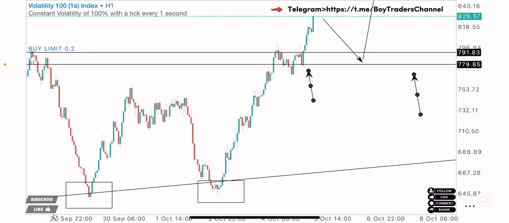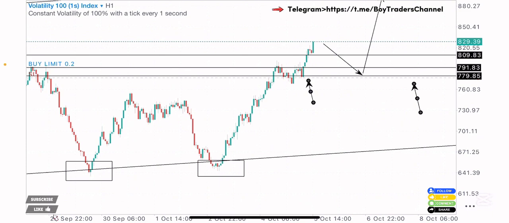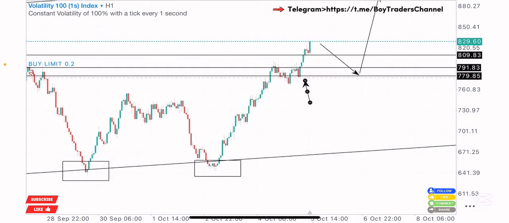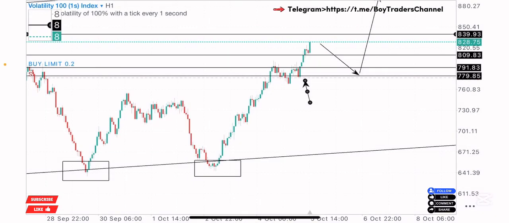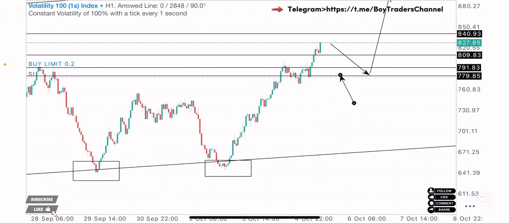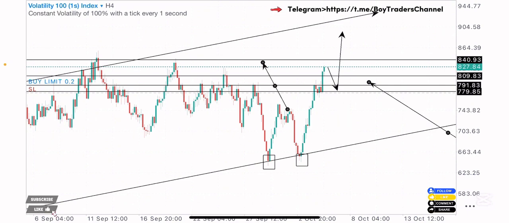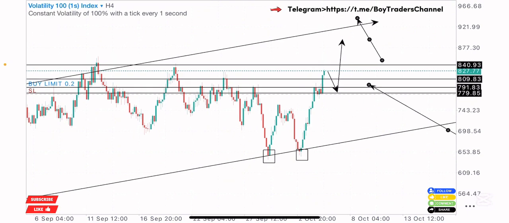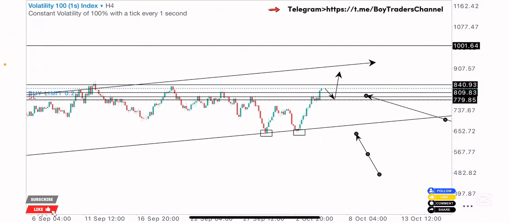My first TP on this trade should be at the level of 809. The second target point should be somewhere here, the level of 840.93, for a day trading opportunity. And for a swing target point, you guys can still look out for new structural formations to scale in as price pushes up. Target point should be at the level of 1001 here, so that's the 401S index.